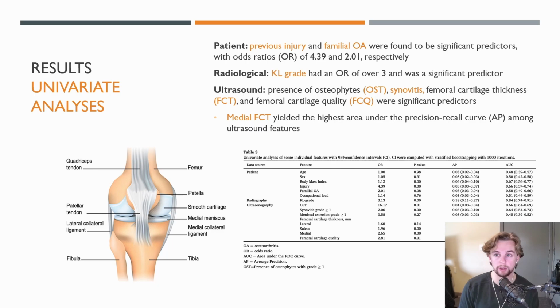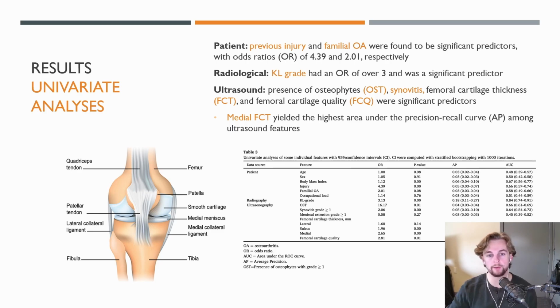In the radiological category, KL grade was the most significant predictor. It's the only predictor, but historically that's why X-ray is so good, and it's the gold standard. Radiological imaging is the gold standard for detecting osteoarthritis. For ultrasound, we have the presence of osteophytes, synovitis, FCT, and FCQ as the most significant predictors. In particular, medial FCT had the highest area under the precision recall curve among the ultrasound features.